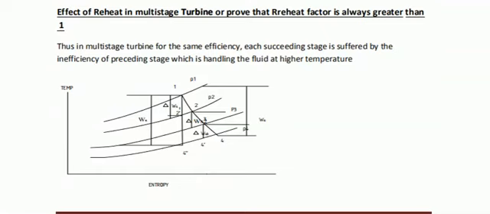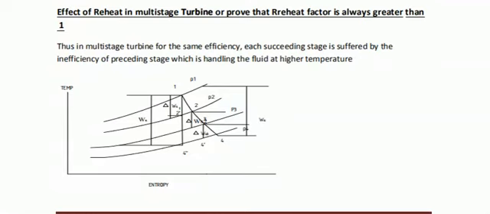So already you know the meaning of multi-stage. Multi-stage is nothing but the turbine having more than one stage, or in one stage we are going to divide it into a number of stages, which we call a multi-stage. Similarly, the compressor also has a number of stages in the compression process, so that is called a multi-stage compressor. So here, the effect of reheat in a multi-stage turbine: prove that the reheat factor is always greater than 1.